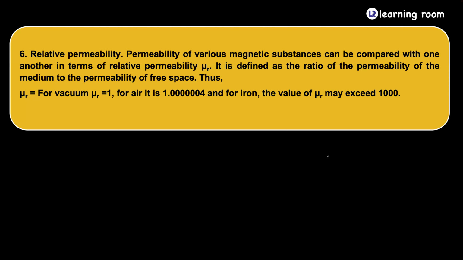The next term that we need to understand is relative permeability. What is the meaning of it? Permeability of various magnetic substances can be compared with one another. So whenever you talk about relative, what is the meaning of it? Comparison. Right? So permeability of various magnetic substances can be compared with one another in terms of relative permeability, which is represented by the symbol mu r. So how do you define it?